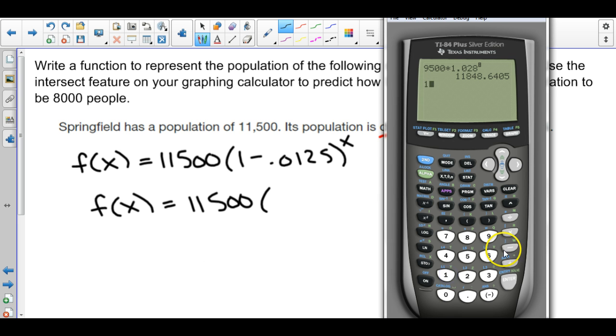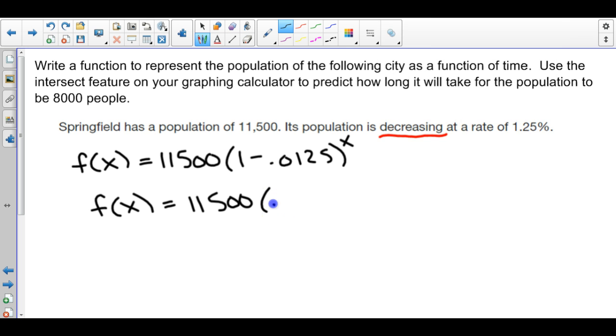And I'm going to take 1 minus, again, we're taking 100% basically, and we're subtracting out the 1.25%, and I just do it all in decimal form. So we end up with 0.9875 as our base number, and that is going to be raised to the x power. So what that really means is after one full year, you will have 98.75% of your population from the year before. And then the year after that, you'll have another 98.75%. So it's always taking a percentage of the year before, and that's why it's exponential.